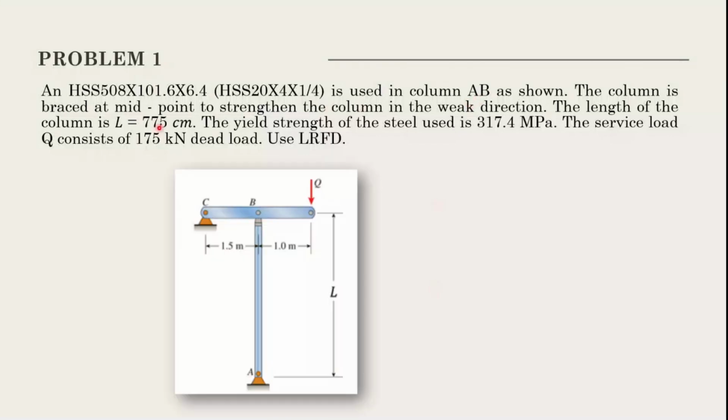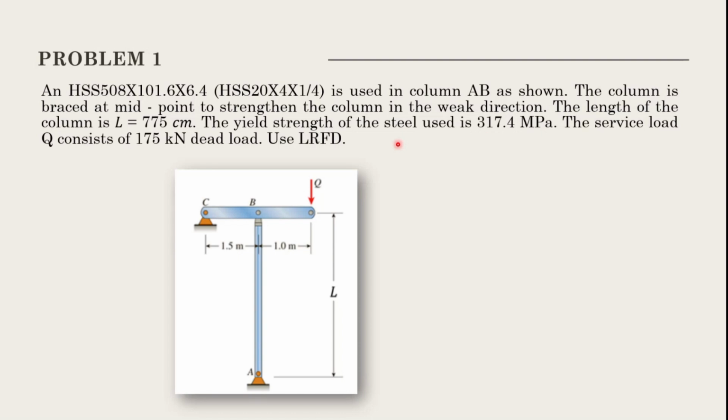The column is braced at midpoint to strengthen the column in the weak direction. The length of the column is 775 centimeters. The yield strength of the steel used is 317.4 megapascal. The service load Q consists of 175 kilonewton dead load. Use LRFD. Sorry, I forgot to mention the question.